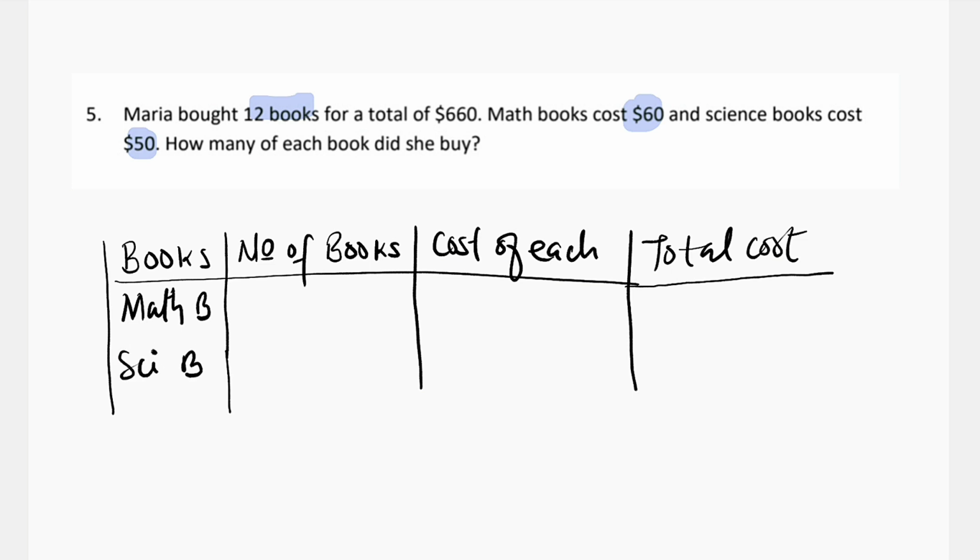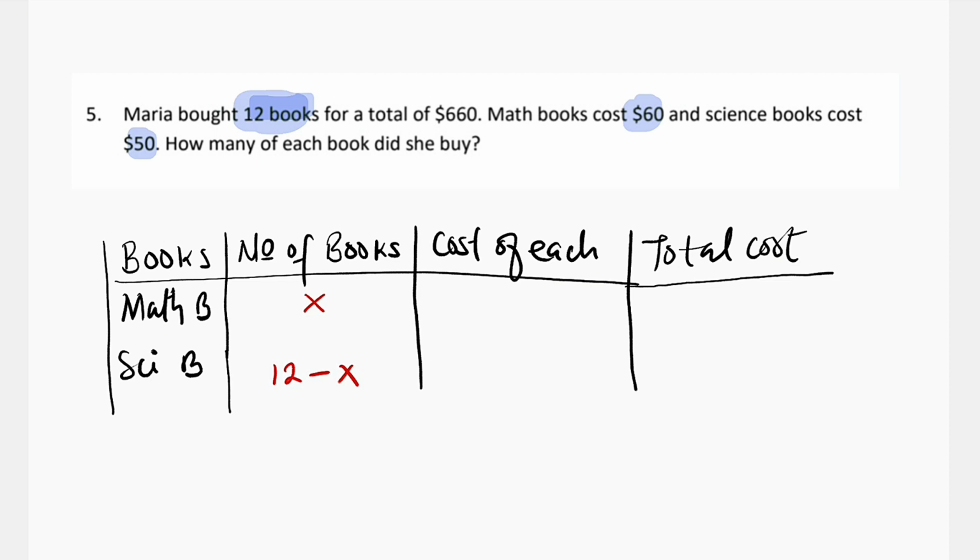Coming to the number of books, from the question we have 12 books in total, including the science and math books. Let the number of math books be x. To find the number of science books, we take x away from the total, which is 12, so we have 12 minus x. Suppose we have 5 math books, then the science books are 7, because 12 minus 5 is 7. That's what I mean here.